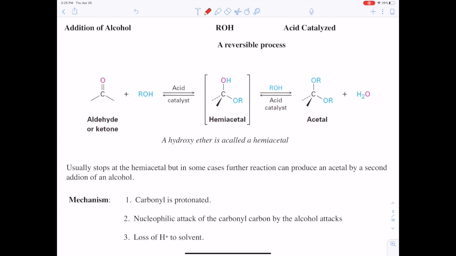So here we see how you form a hemiacetal. You start with an aldehyde or ketone and an alcohol, and you need an acid catalyst. Usually you just go to a hemiacetal. In some cases you can push it and get an acetal. One alcohol molecule has added into the carbonyl carbon to make a hemiacetal. Two molecules of the alcohol have added to make an acetal.